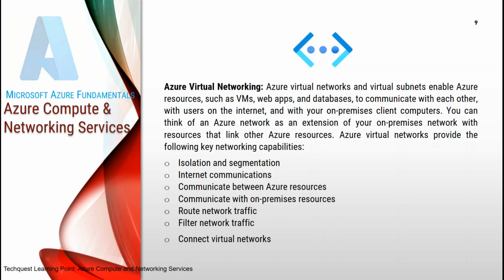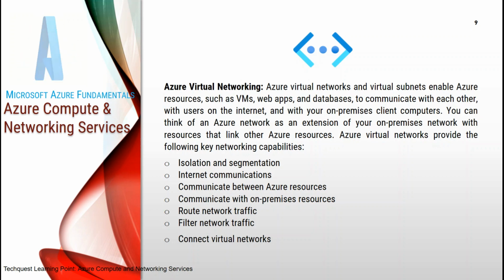You can divide that IP address space into subnets and allocate part of the defined address space to each named subnet. Internet communications. You can enable incoming connections from the internet by assigning a public IP address to an Azure resource or putting the resource behind the public load balancer.